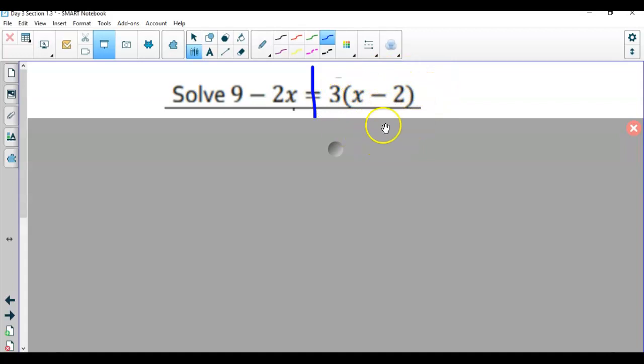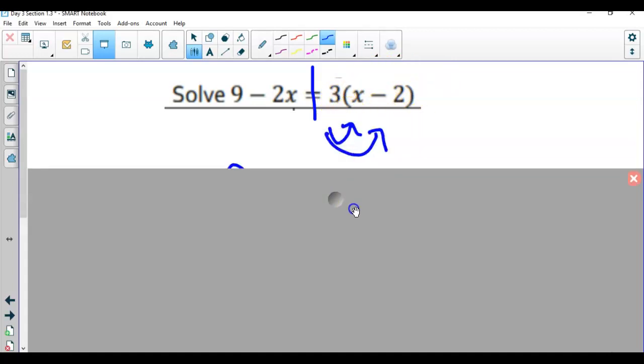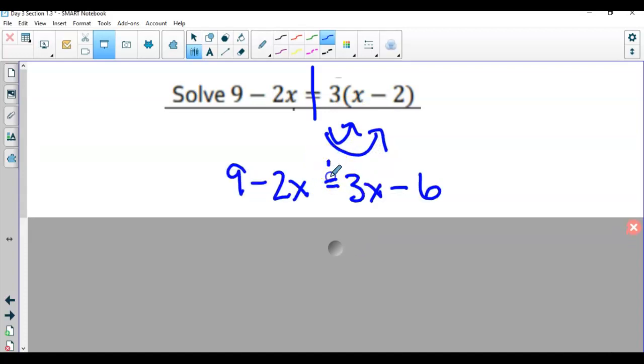What you should notice first, though, is we have this 3 here with a parentheses, which means we need to distribute it, okay? When we distribute it, we get 9 minus 2x still on that left side, and then 3x minus 6 on the right side. And distributing means to multiply, okay?